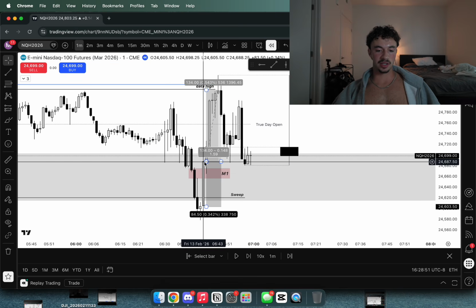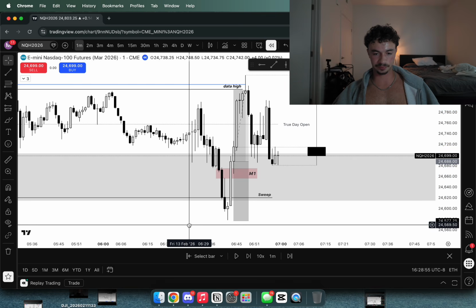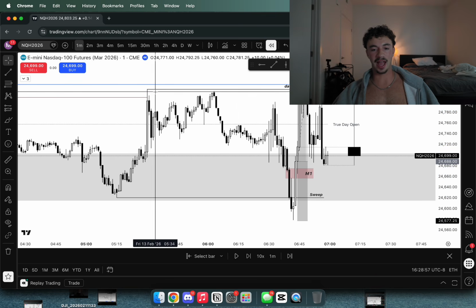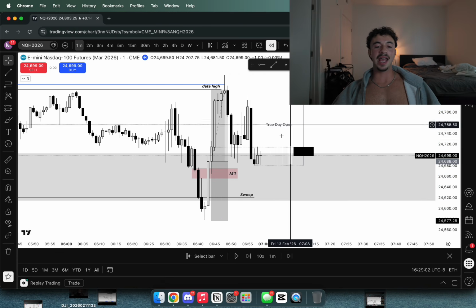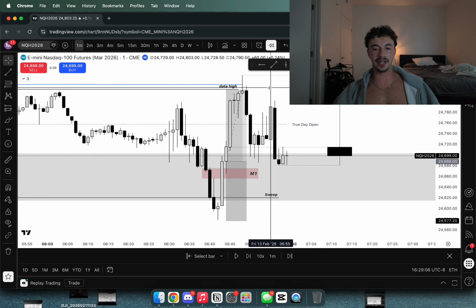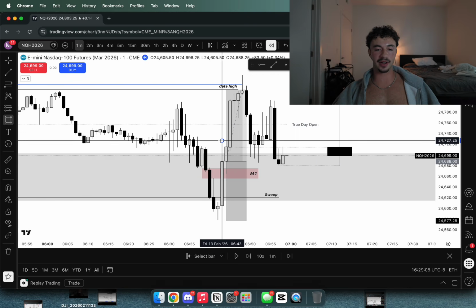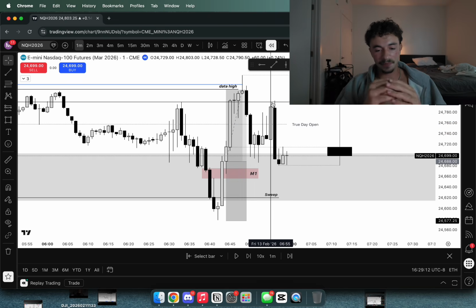You take your entry, stop loss at the low. You can put it there if you want to be safe. Take profit at the data high. Take profit right before Asia at the data high. And look at that delivery. Look at that delivery. Couple people took entries right here. Right on that. But this is the main idea. These are the types of setups you need to be taking.